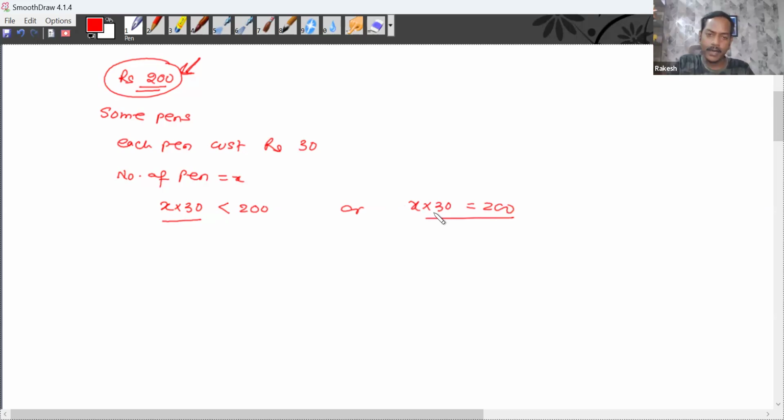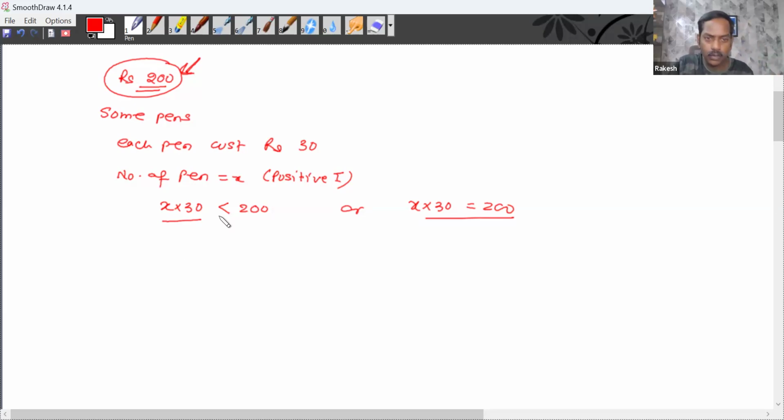Now, it is quite evident that this value x has to be a positive integer. It can't be a fraction, because I can't buy 7.5 pens. It's not possible. Either I'll be buying 7 pens or 8 pens or 6 pens or 0 pens or 1 pen, something like this, right? It has to be a positive integer.